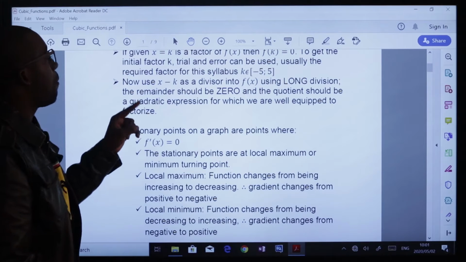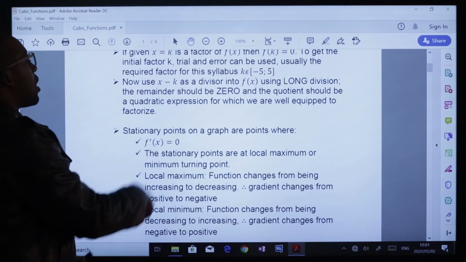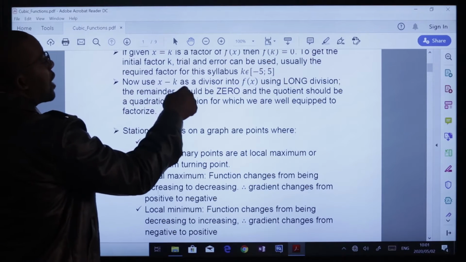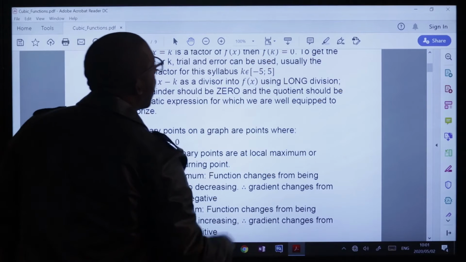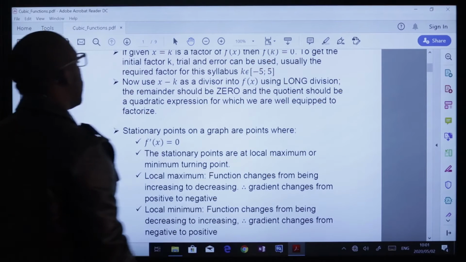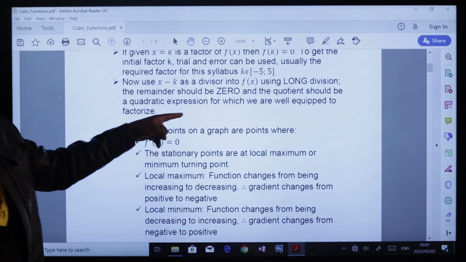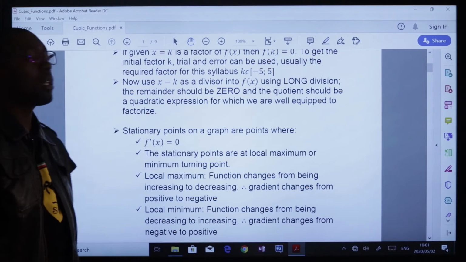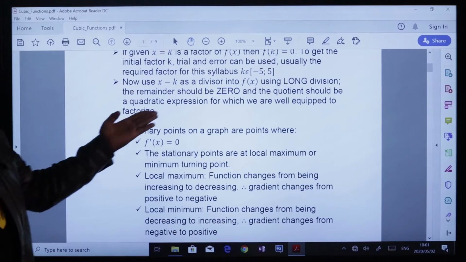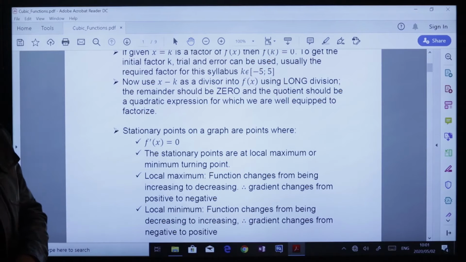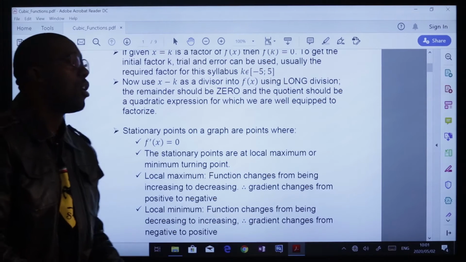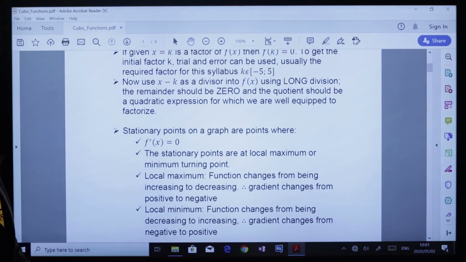Now, to use the remainder theorem, we use the root x minus k as a divisor into f of x using long division. The remainder should be 0, and the quotient should be a quadratic expression, which we are well equipped to factorize. To factorize the quadratic expression, you can either use the quadratic formula, or you can just use factorization.